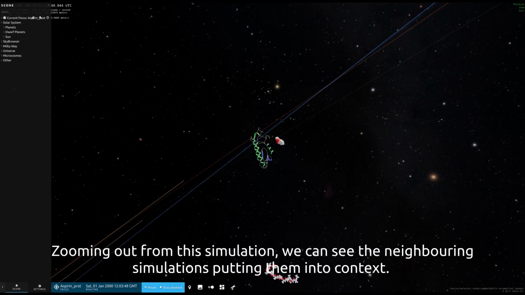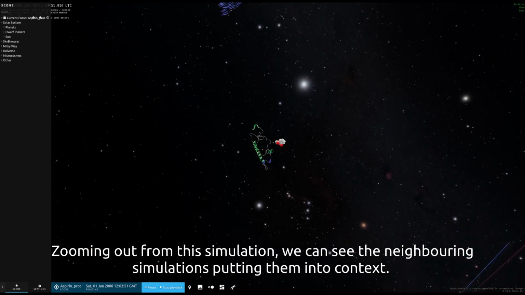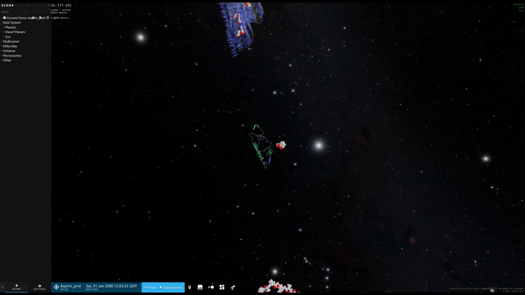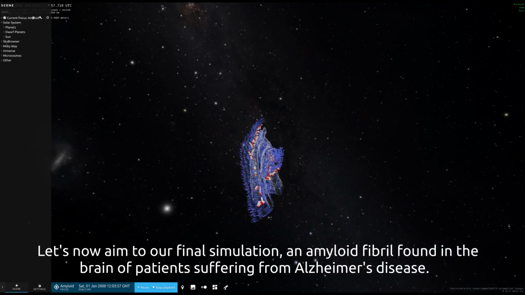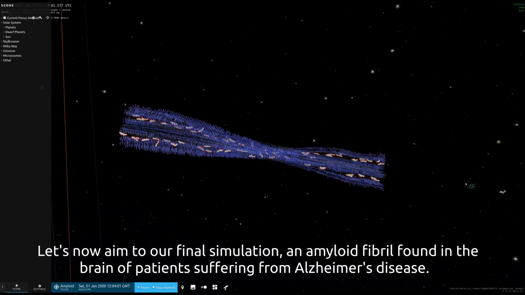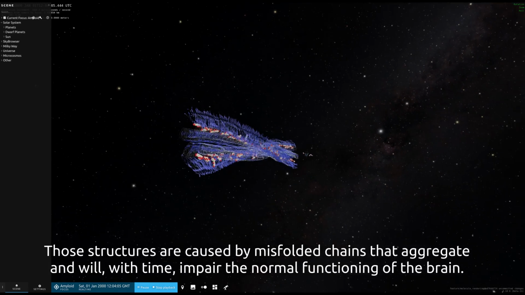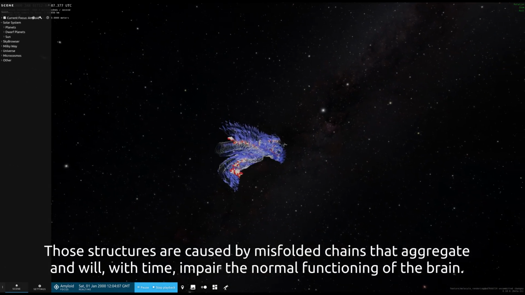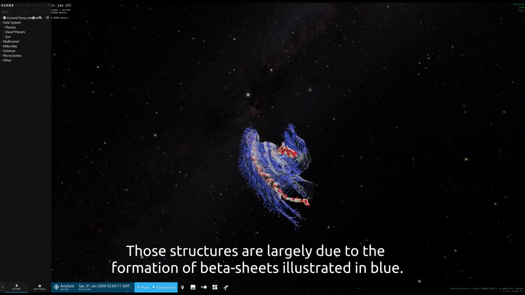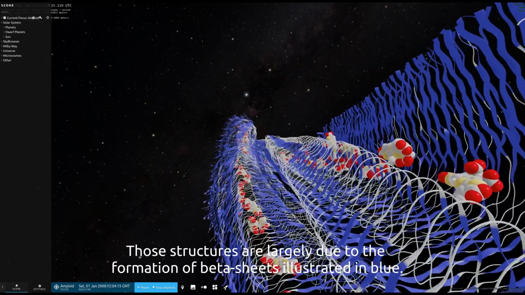Zooming out from this simulation, we can see the neighboring simulations, putting them in context. Let's now aim to our final simulation, an amyloid fibril found in the brain of patients suffering from Alzheimer's disease. Those structures are caused by misfolded chains that aggregate and will, with time, impair the normal functioning of the brain. Those structures are largely due to the formation of beta sheets illustrated in blue.